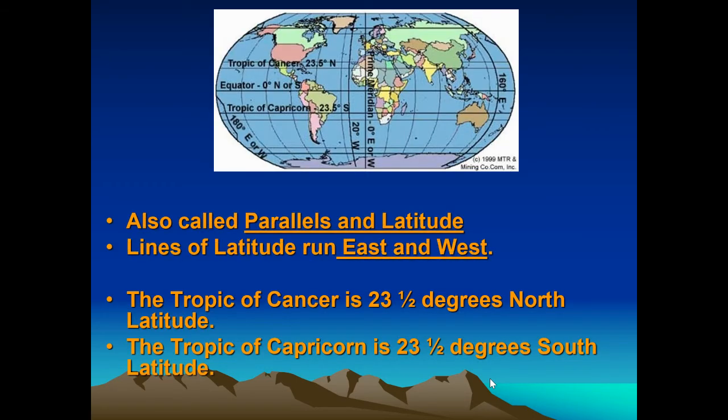You also have some of those lines being called parallels. They're parallels of latitude. They're going to run east to west. Okay. The T is crossed, so it goes that way, like east-west, latitude. Lots of T's in those.